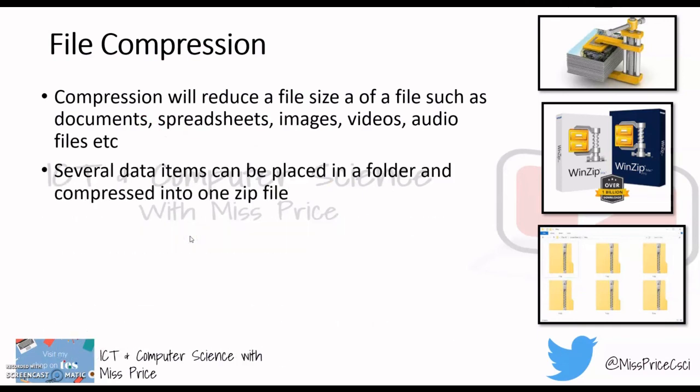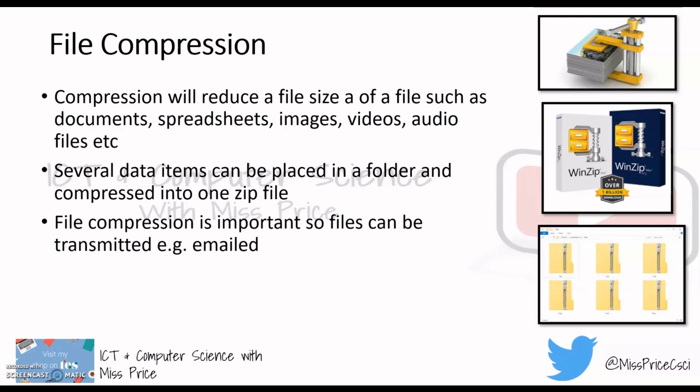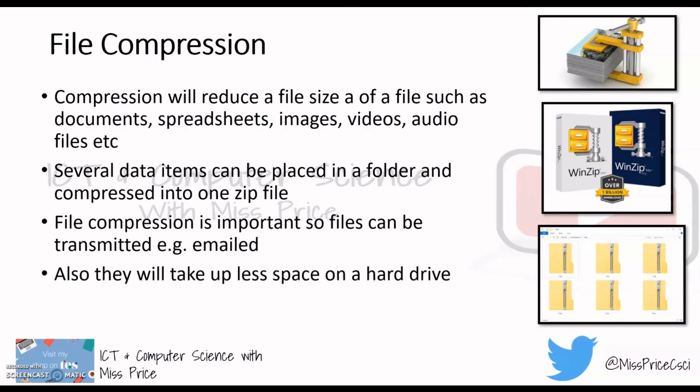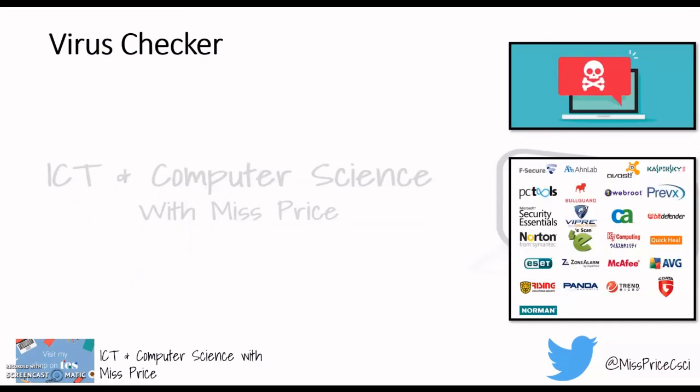Now, several data items can be placed in one folder and compressed in one zip file. Then that zip file can be emailed and moved onto cloud storage very easily and very quickly. It is important that files can be transmitted, and email is probably one of the most common ways. They also take up less space on a hard drive, which is of course a space saver.